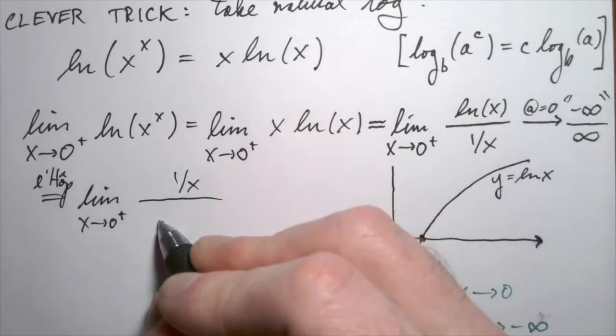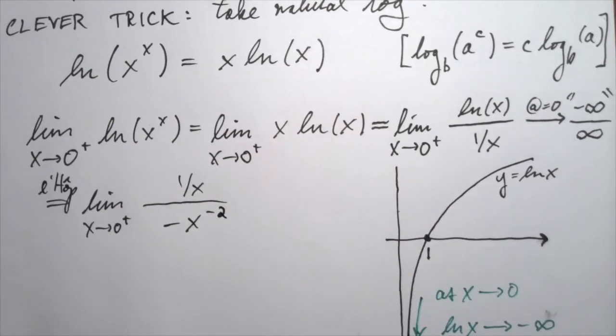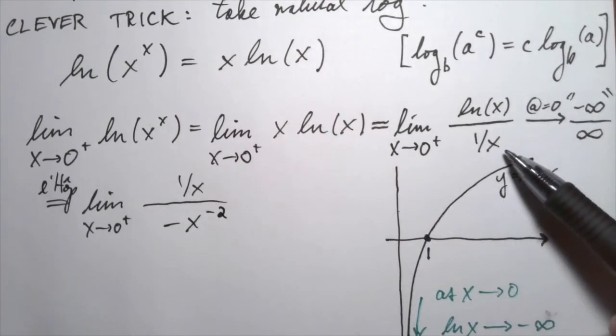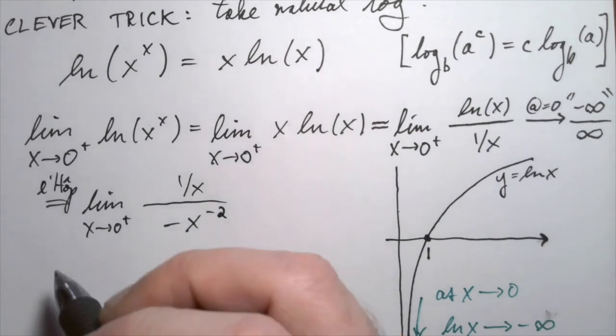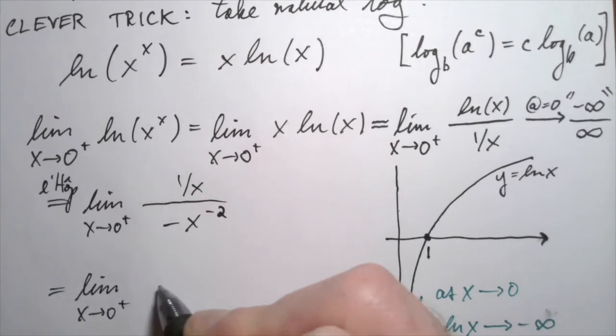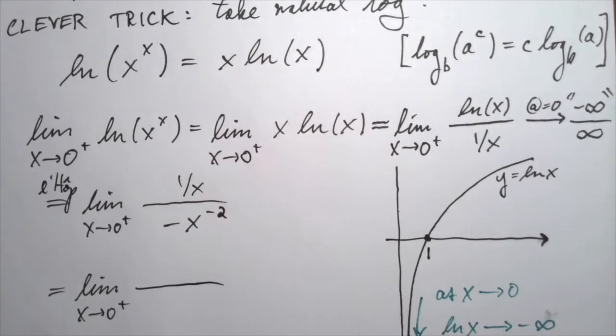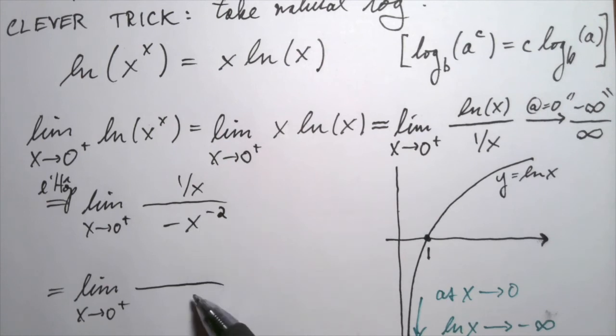1 over x is the same thing as x to the minus 1, so I can rewrite that this way as minus x to the minus 2. That's what I get from the power rule, taking the derivative of 1 over x. And now we're almost there. We just need to clean this up before we take the limit. Let's see here. We have an x to the minus 2 in the denominator. That's like a 1 over x squared. We can flip that up to the top.